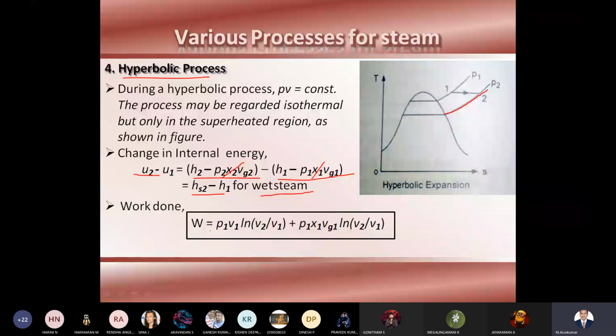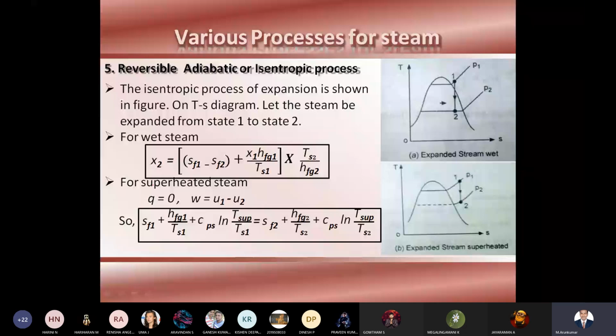Then we can have the work done calculated by using this formula, that is P1 V1 ln(V2 by V1) plus P1 x1 Vg1 into ln(V2 by V1). So we just have to use the formulas from the thermodynamic processes, then we can get these formulas. Just remember these formulas. Then we have another process, that is a reversible adiabatic process, the isentropic process.